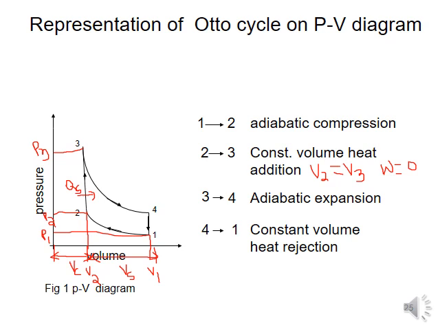So coming to the third process, that is an adiabatic expansion process, from 3 to 4. So the air expands adiabatically and work is done by the system at the expense of internal energy. So here the pressure and the temperature are reduced.